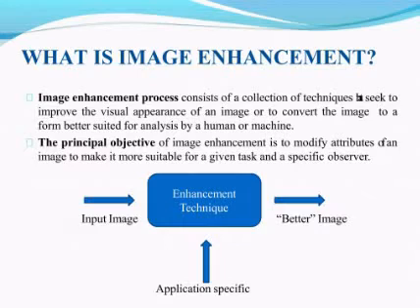What is image enhancement? The image enhancement process consists of a collection of techniques seeking to improve the visual appearance of an image or to convert the image to a form better suited for analysis by a human or a machine. The principal objective of image enhancement is to modify attributes of an image to make it more suitable for a given task and a specific observer. The diagram shows where an image is given as the input, the enhancement technique is applied, and the better image comes as an output.